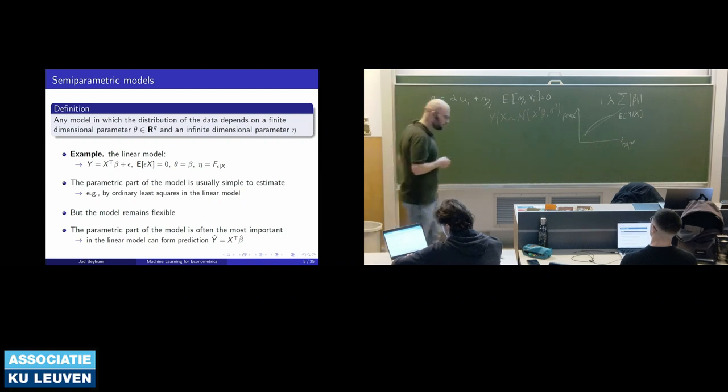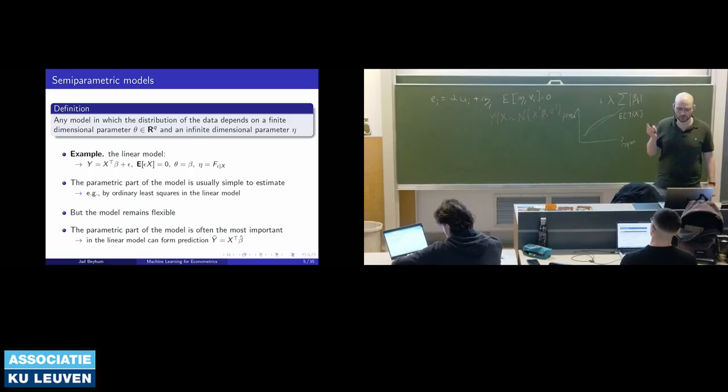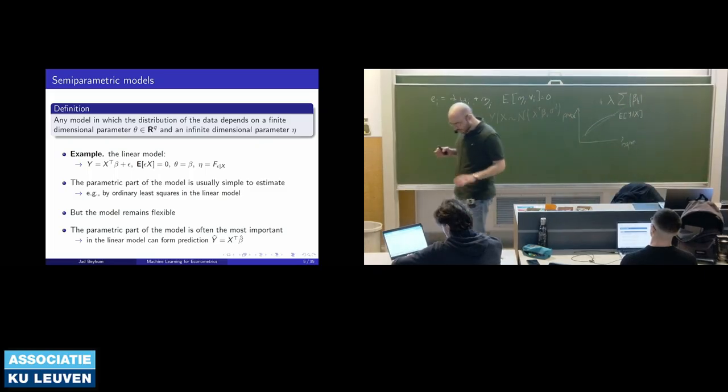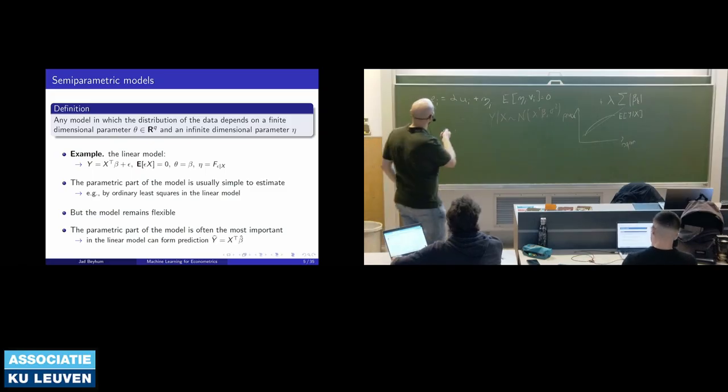Then you have semi-parametric models. So semi-parametric models are the case where the distribution of the data depends partly on real numbers, on a parameter, but also on what we call an infinite dimensional parameter, so a function. I know this is quite theoretical, but just try to bear with me.